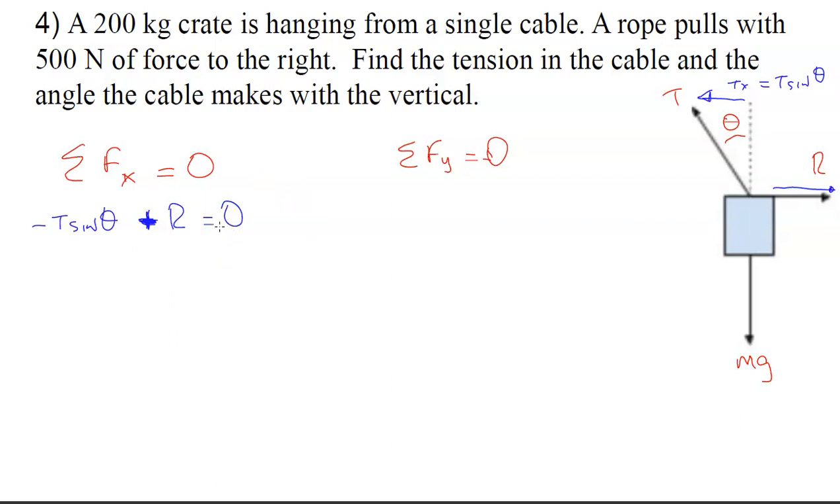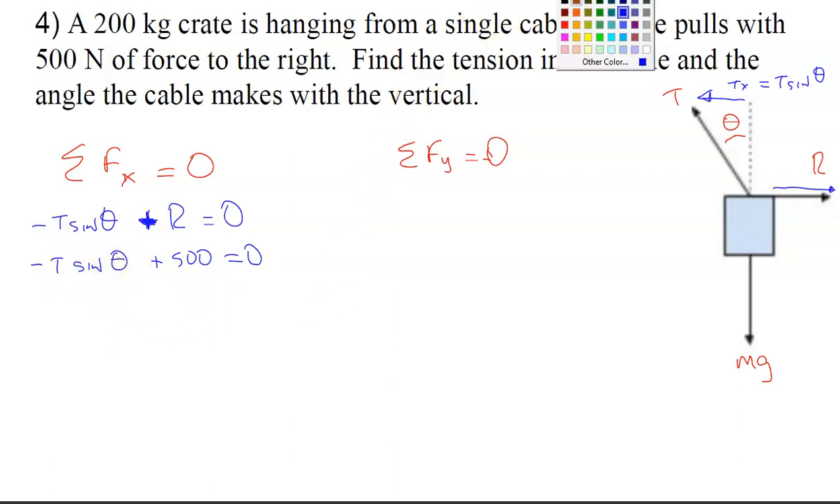I do know r. I don't know t or theta. Let's put in what we do know. And I'll have negative t sine theta plus 500 equals 0. Okay. Two unknowns, t and theta. I can't really solve anything there yet. So let's go build the other equation.